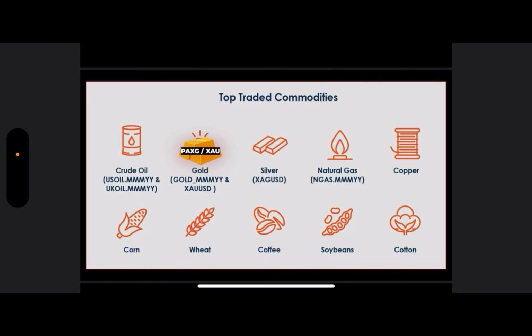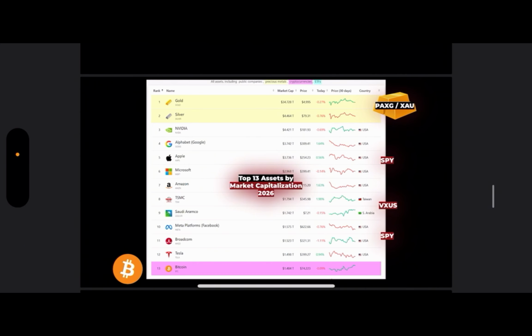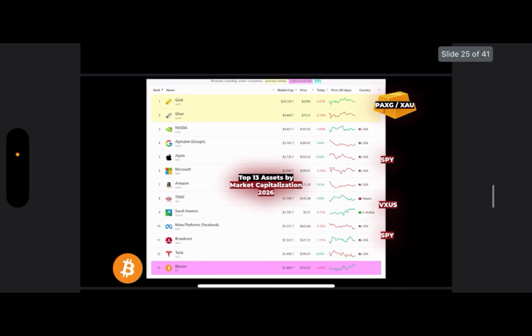Gold is one of the commodities. There are many commodities like silver, coffee, cotton, copper, gas, and of course oil, but gold is gonna be our commodities benchmark. This is the top 13 assets based on market capitalization. You can see top one is gold and silver is number two. As you can see, except number 8, all of those companies are from the US, and the rest are either commodities or Bitcoin, and Bitcoin is number 13 now. So this is the top 13 in the world.